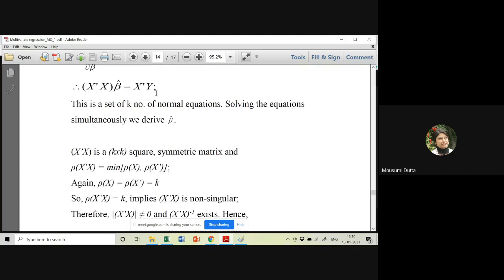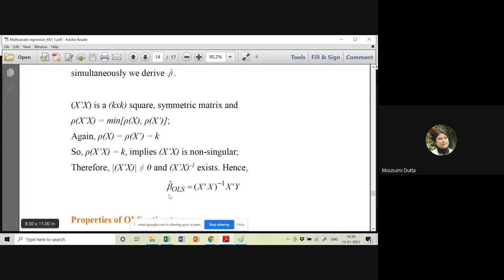So this is the set of normal equations. Remember, k number of normal equations, and this is the value. For the numerical exercise, if you have x, you will be able to find x prime, then x prime x inverse, and calculate x prime y. Once you get these two values, multiply these two matrices to get the value of beta hat OLS. If you understand the steps, the meaning, the logic, I expect that you will be able to solve the numericals too.